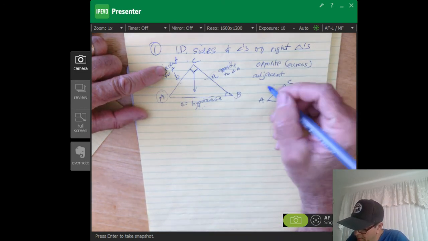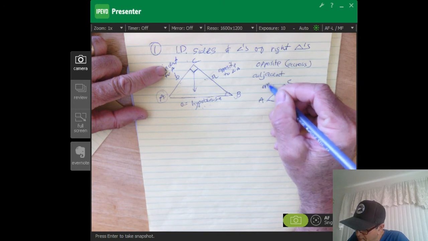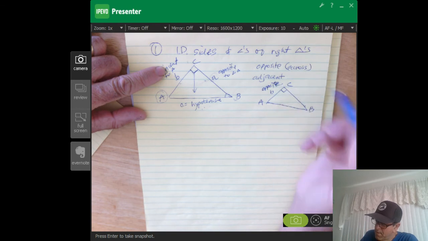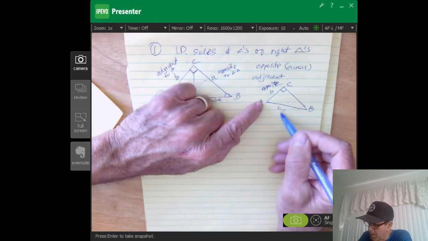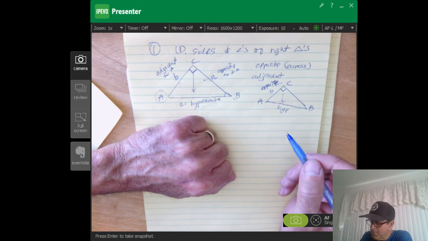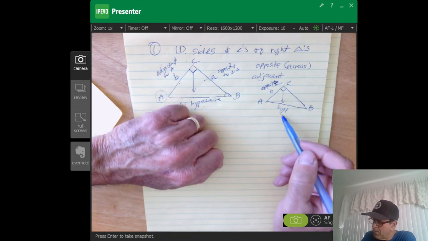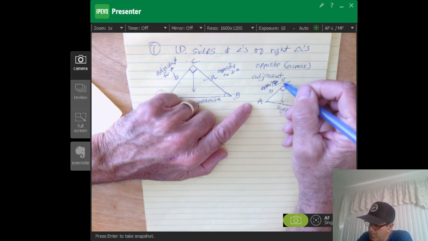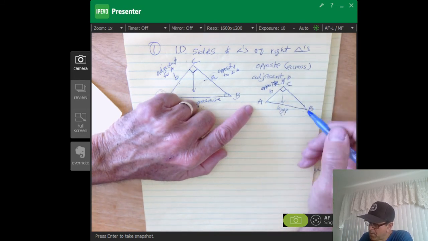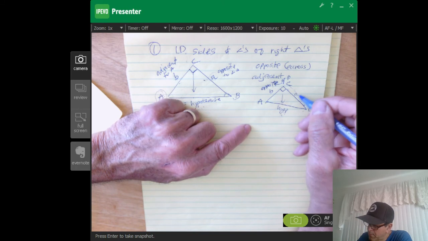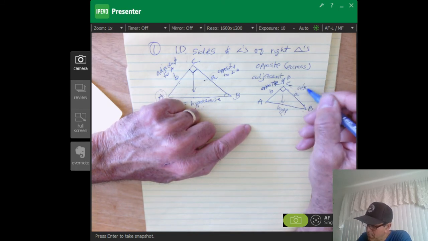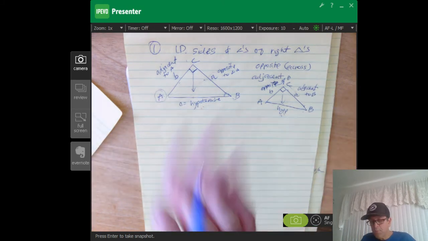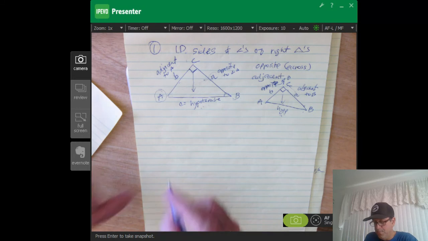So if we have this one right here, this is the opposite side. And this is still the hypotenuse because it's directly across from the 90-degree angle. So this is opposite of B. And this side right here, side A, is adjacent to B. Okay, so that's one thing you need to be able to understand and do.